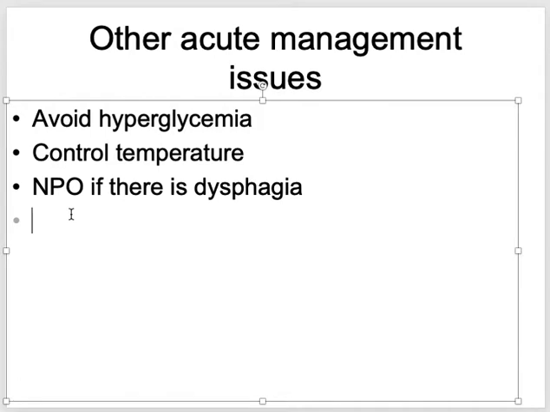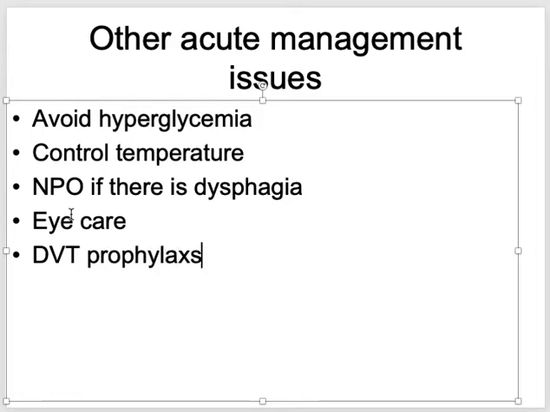A very important thing: if the eyes are not closing, eye care should be initiated as soon as possible. If the face is affected and the eyes cannot be closed properly, they tape the eyes closed, because otherwise the eyes dry out and it can cause vision problems. Stroke patients will be bed bound for a long time, so we should start DVT prophylaxis, even if they don't have deep venous thrombosis. This is important, right?